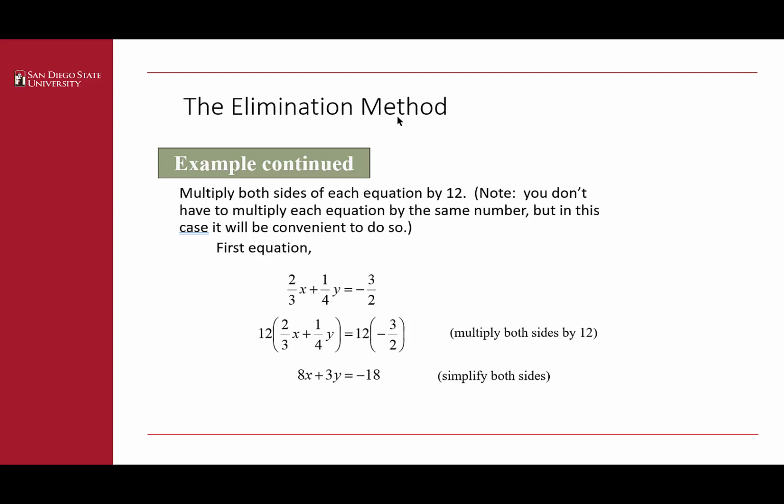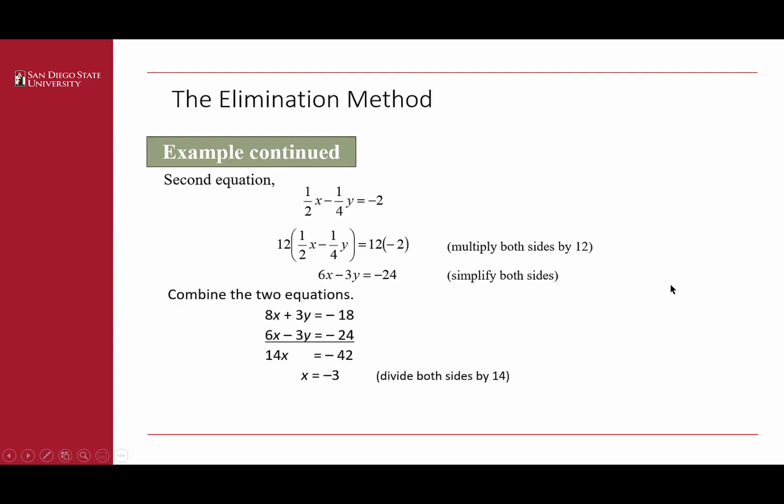If we multiply the first equation, it becomes 12 times 2 over 3x plus 1 over 4y equals 12 times minus 3 over 2. And the equation becomes 8x plus 3y equals minus 18. So in this form, we don't have fractions as coefficients. By the way, the second equation becomes 12 times 1 over 2x minus 1 over 4y equals 12 times minus 2, which is 6x minus 3y equals minus 24. So we just got rid of the fractions.